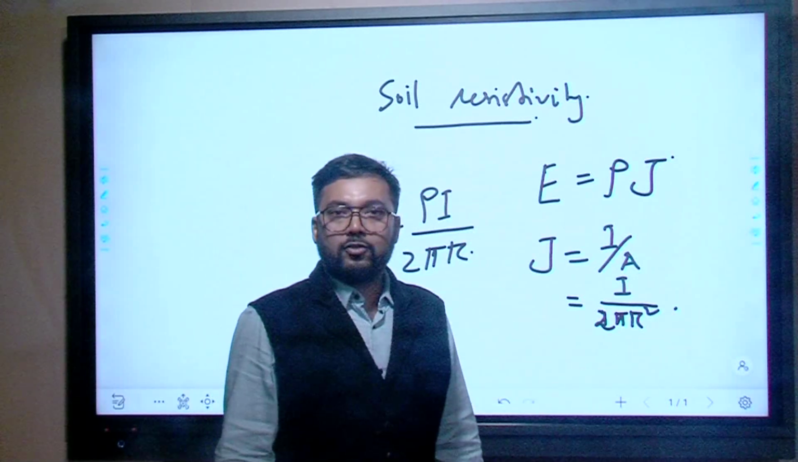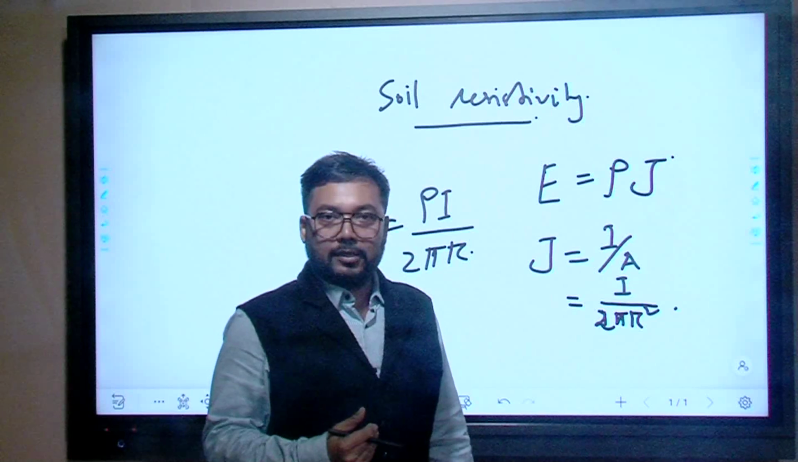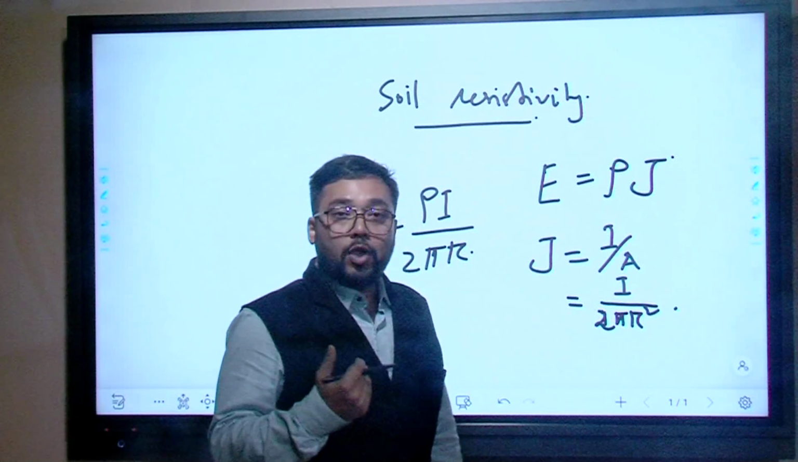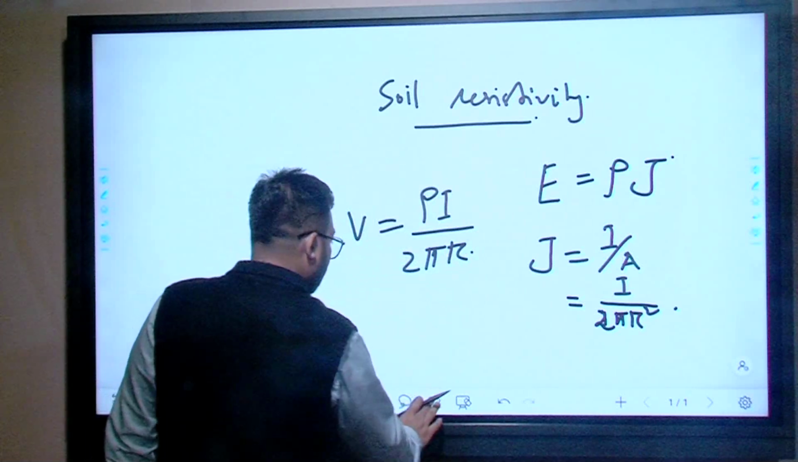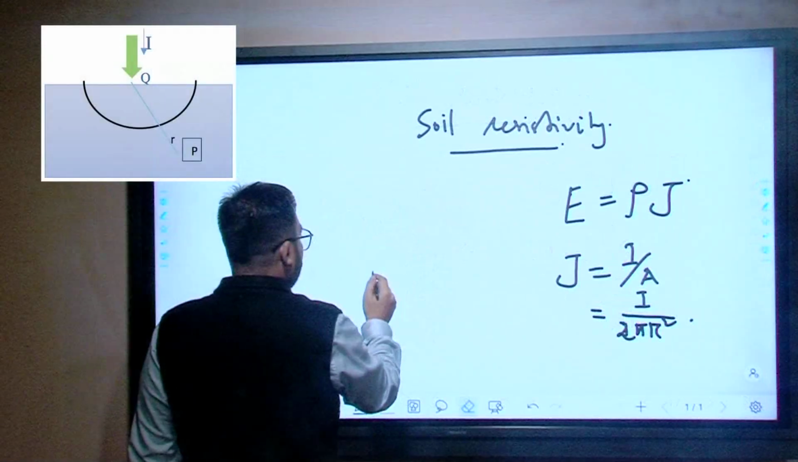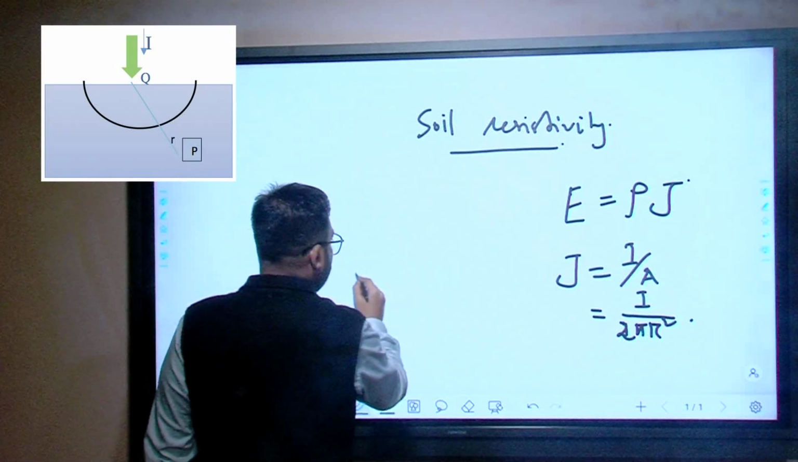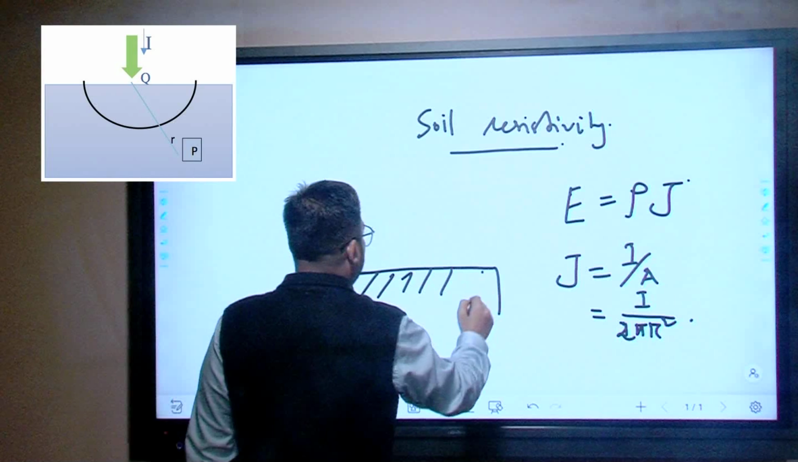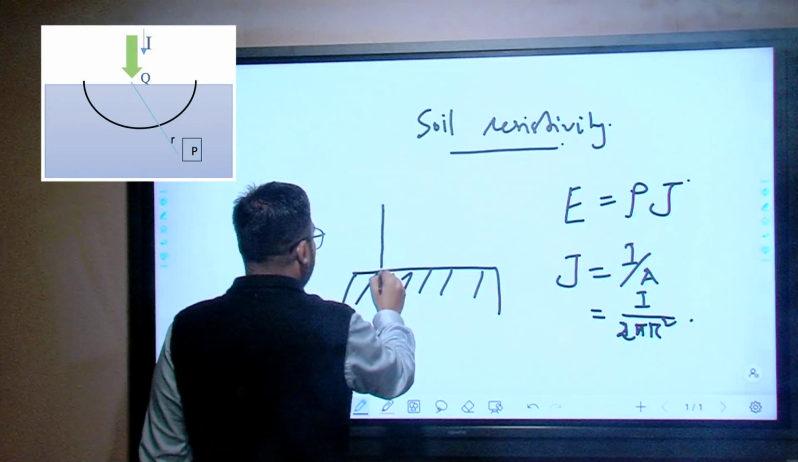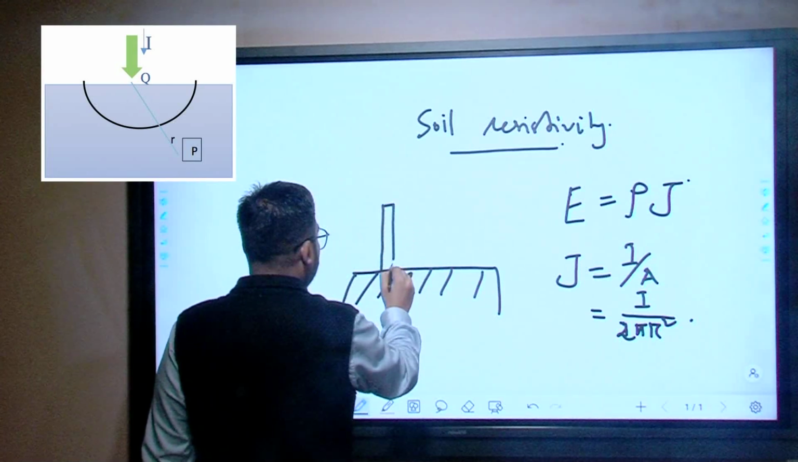Now why is it 2 pi r square? Let's understand that. To understand that, we have to draw one diagram. So let's draw the required diagram. Consider that this is the ground, and I am considering a single electrode. So this is my single electrode.